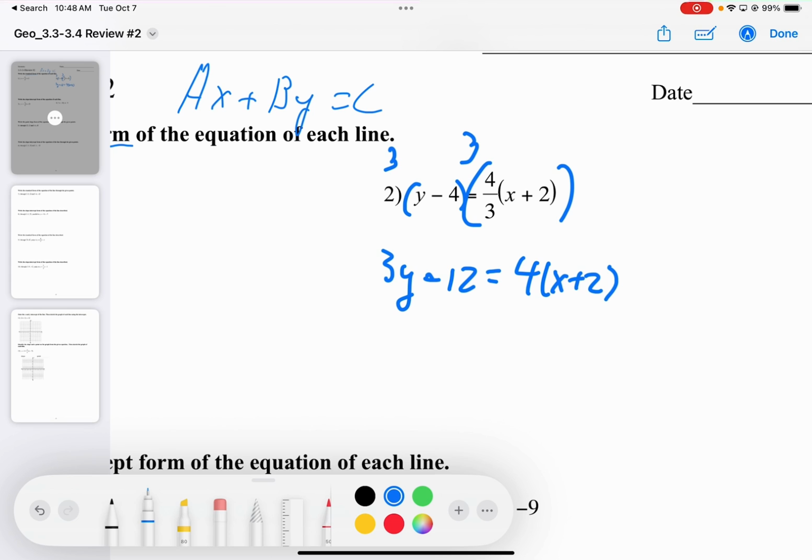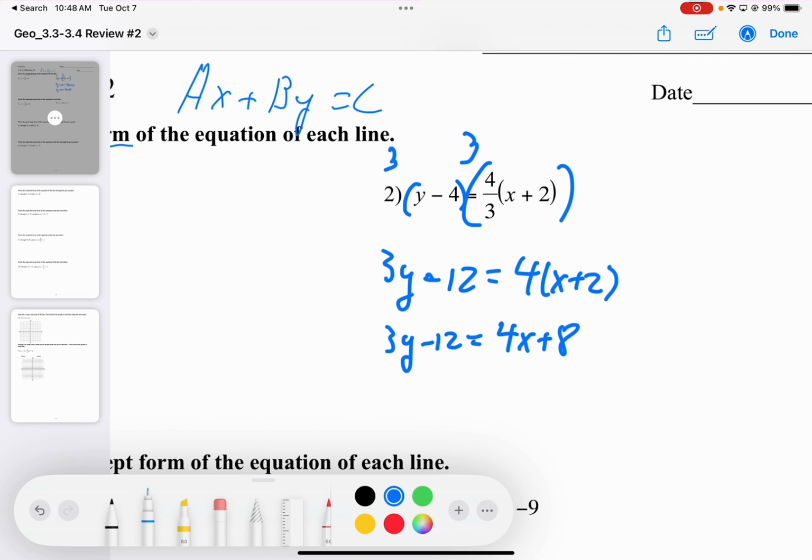I want to make sure we all understand how we got there. I multiplied the 4/3 by the 3. That canceled the 3's out. So then I end up with that 4 that's there. Now I can distribute everything, okay? So 3y minus 12 equals, and then on the right side, 4x plus 8.